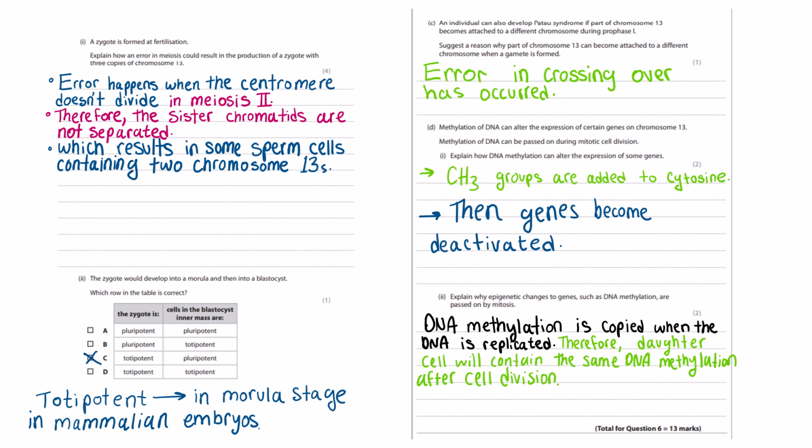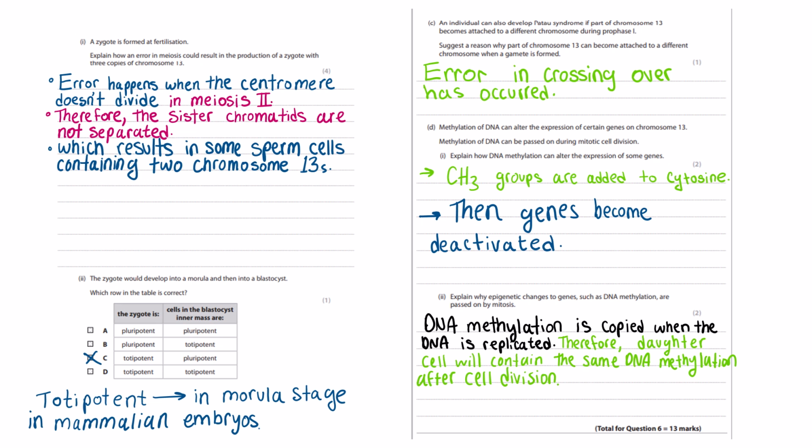Question number D. Okay, so methylation of DNA can alter the expression of certain genes on chromosome 13. Methylation of DNA can be passed on during mitotic cell division. Explain how DNA methylation can alter the expression of some genes. Okay, so methylation is the process of adding a methyl group to cytosine. A methyl group is basically 1 carbon and 3 hydrogens. So a methyl group is added to cytosine. Then this will cause the genes to become deactivated or switched off.